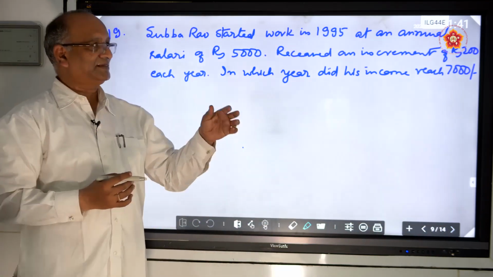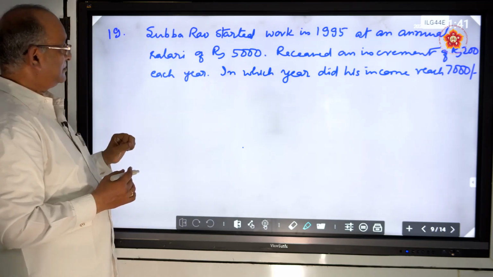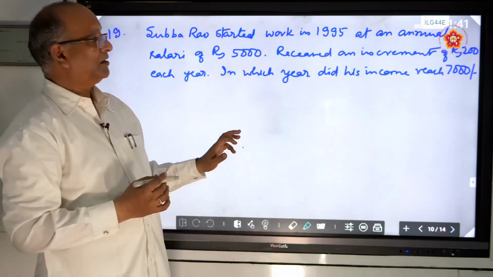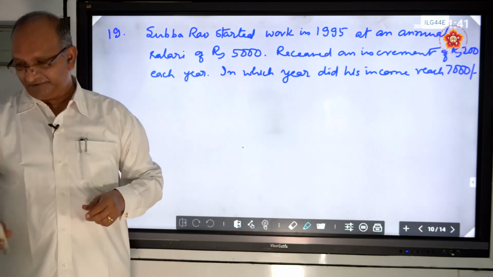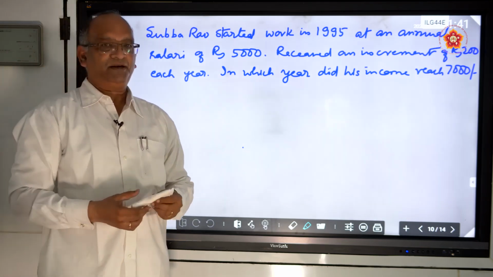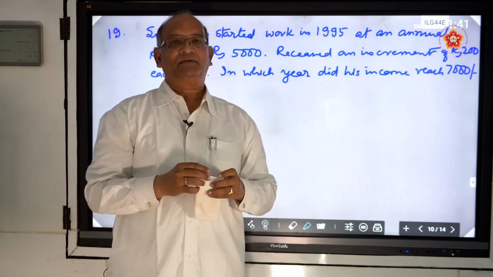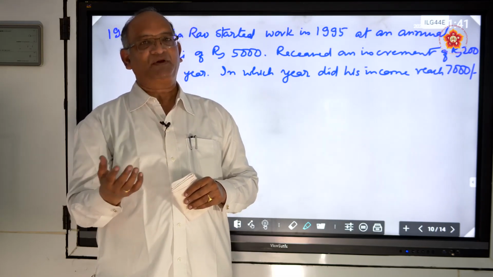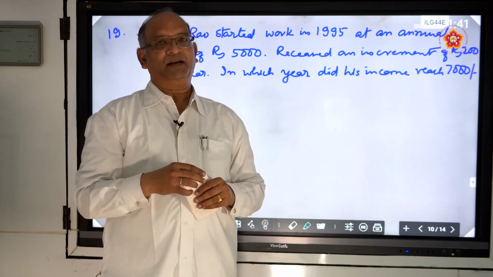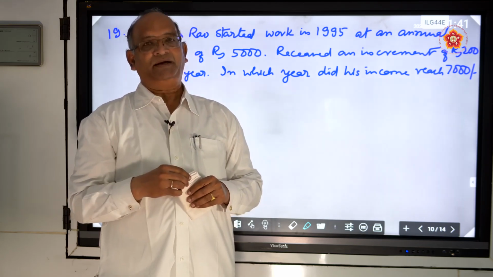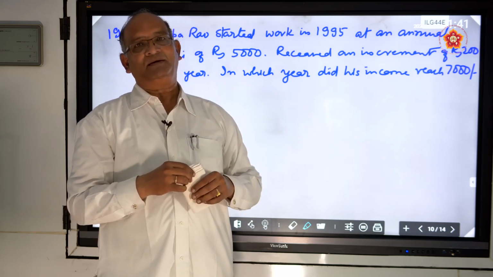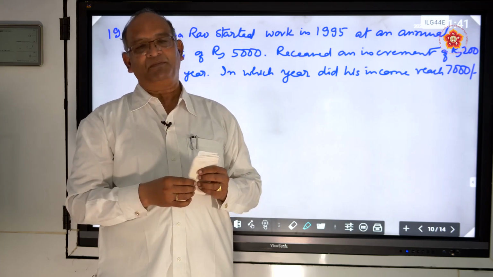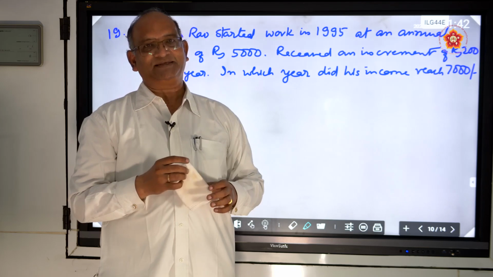We end this particular session with this problem. In this particular manner, you will find the problems of the exercise in which some of the things will be known, some of the things will be unknown out of four, and by using the same formula, you will be able to solve the problem. So please continue solving problems of exercise 5.2.